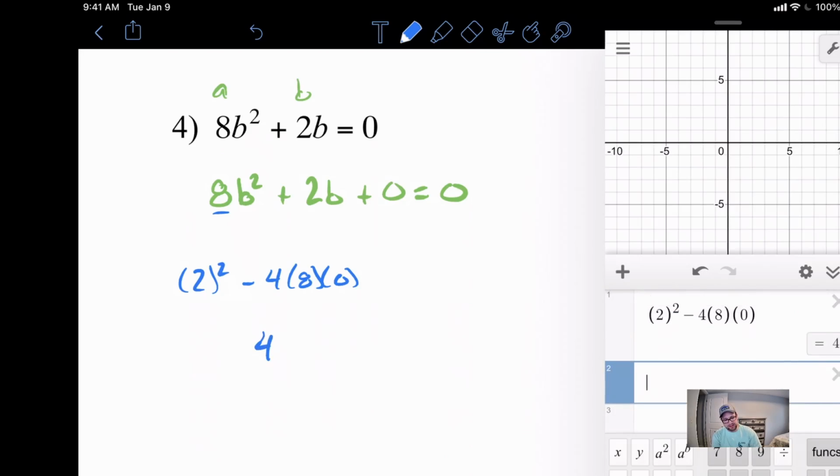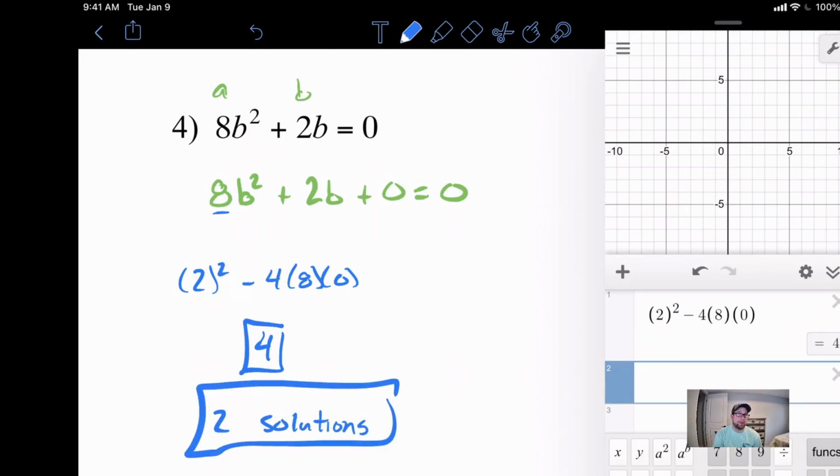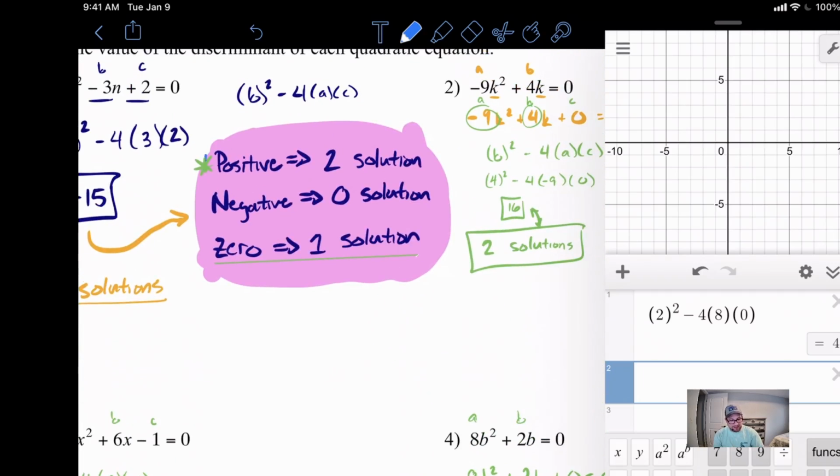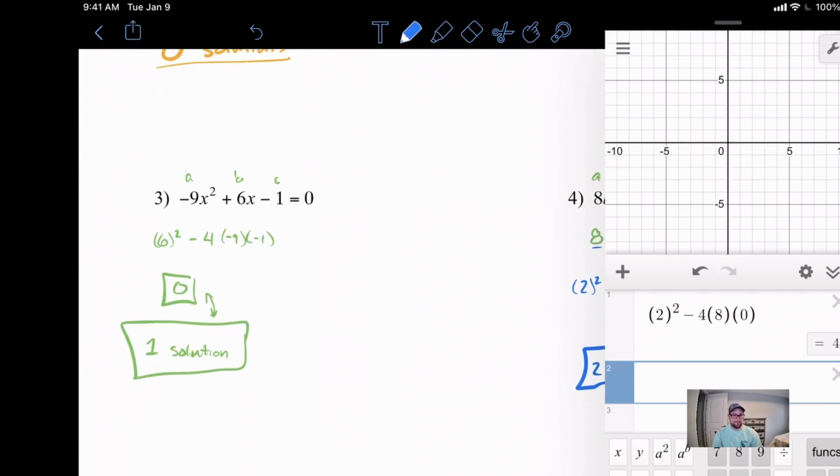So since my discriminant was positive, I'm not going to go back to the list. I'm going to try to remember. If it's positive, that means that you get 2 solutions. Maybe I will go back to my list just to double check. Positive. Oh, yep, it was a positive 4, so that means I get 2 solutions. So we did this correct. Nice job. Let's do another one.